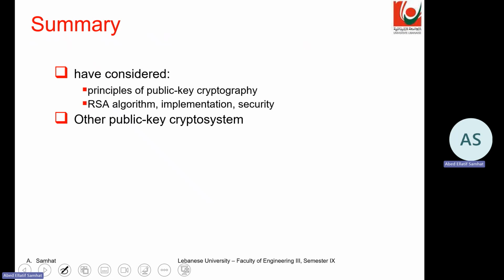Okay, so to complete this part, those are the important asymmetric crypto systems with public and private keys, and it's very important for you to review them. If you have any question, please contact me. We will try to make some exercises.